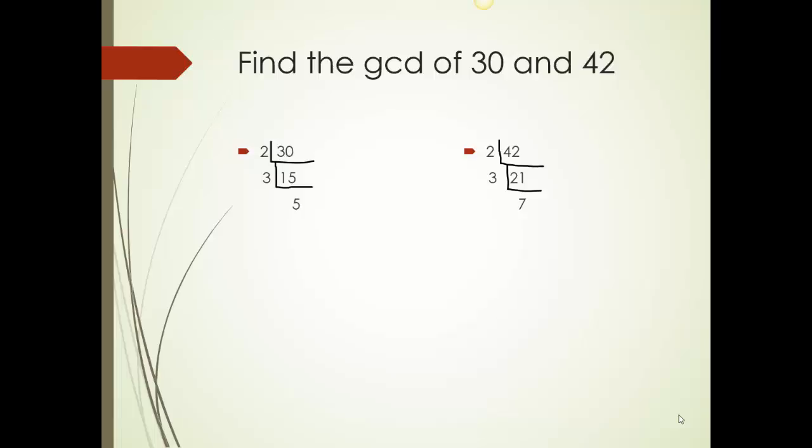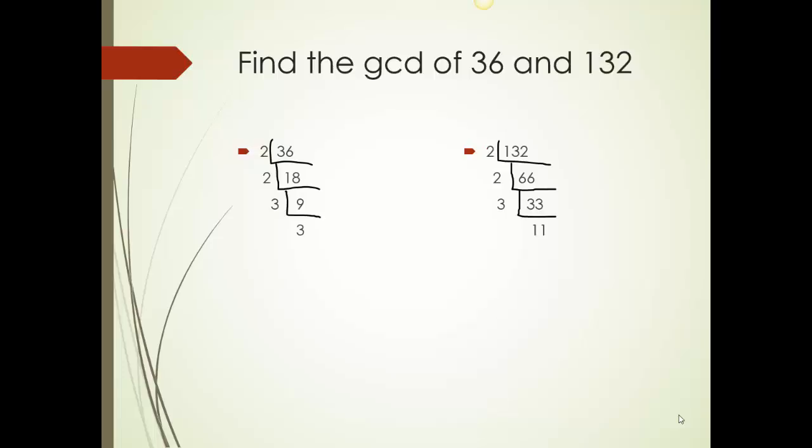So we want to look for what numbers are common in the factoring of both 30 and 42. You can see here that they both have a 2, they both have a 3. So I want to multiply the 2 and the 3 to get my GCD, which is 6. This says 6 is the biggest number that divides 30 and also divides 42.